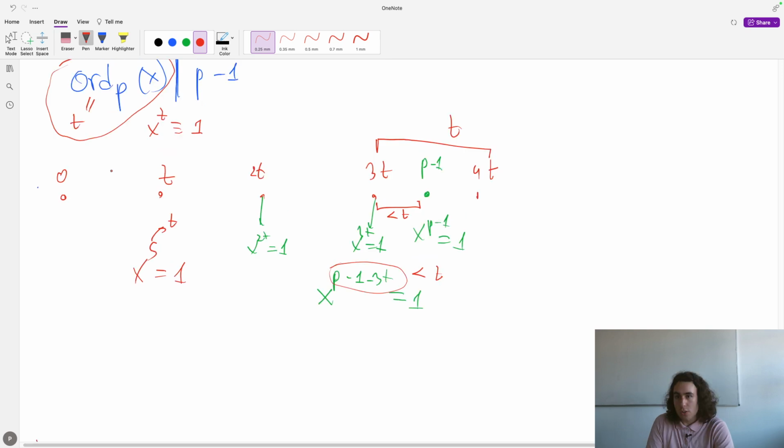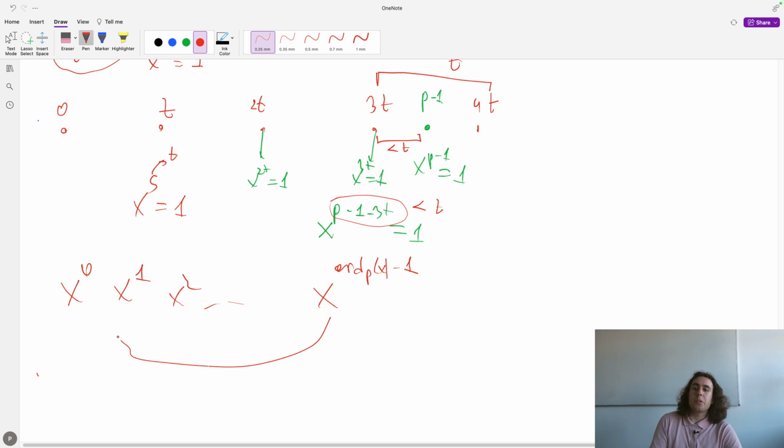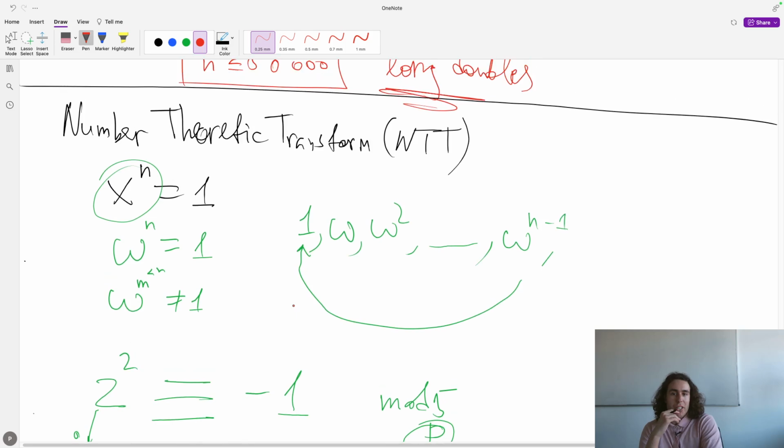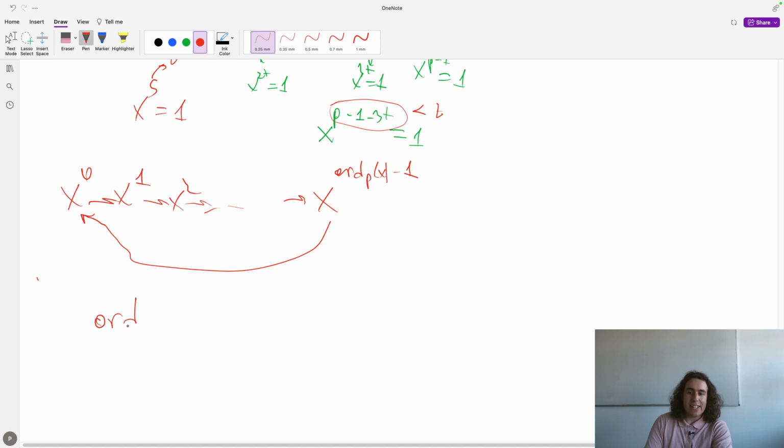So if we have this order, then we have x to the 0, x to the 1, x to the 2, and so on, x to the order of x minus 1, and then we wrap around again here. And all these numbers in between are different, obviously. It's not hard to see. Then we get kind of the same situation as before: we have some powers that wrap around. So we need to find some x such that its order is equal to m, this power of 2.